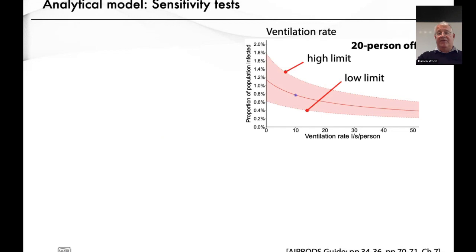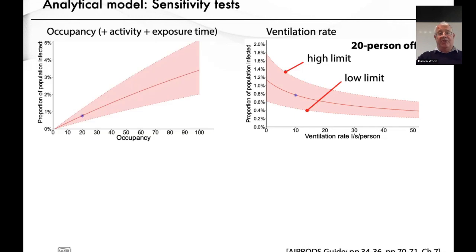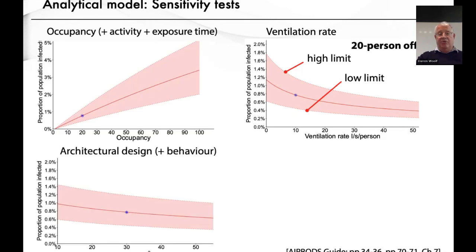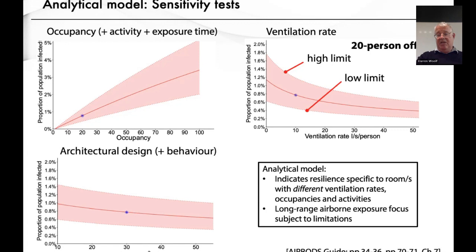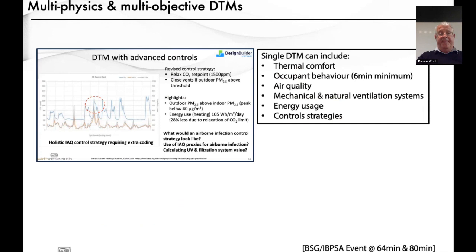If we look at the sensitivity test, there's this sort of output for a 20-person office with the high and low limits, occupancy, architectural design. So there's all sorts of overlaying of these types of very quick studies, or reasonably quick studies, and it relates to the resilience in different scenarios, but it focuses on the long-range airborne exposure. And it's subject to limitations, as all of the methods are.